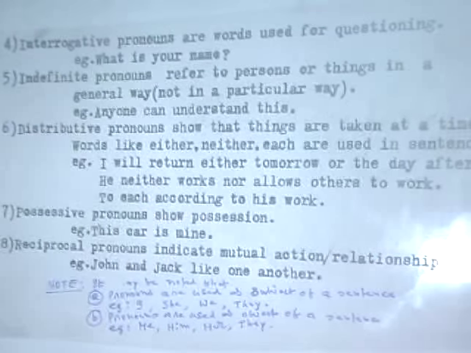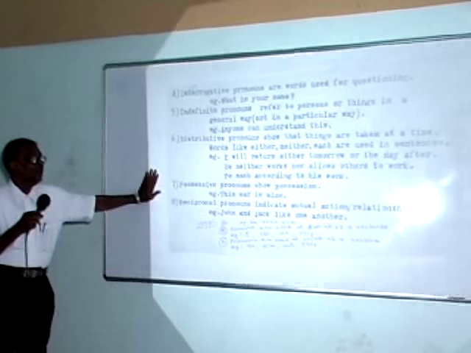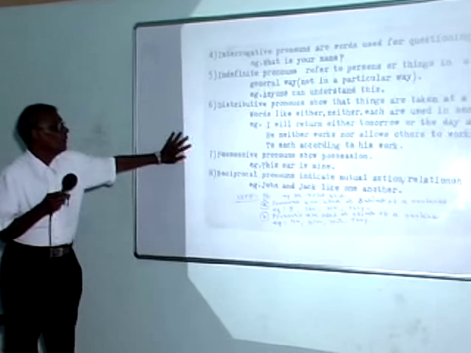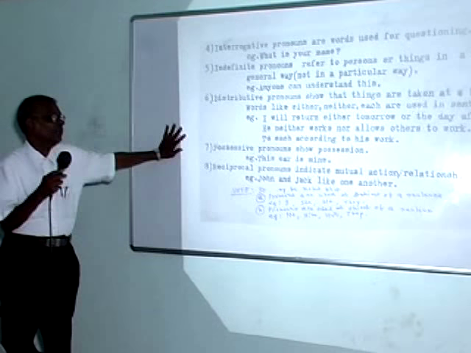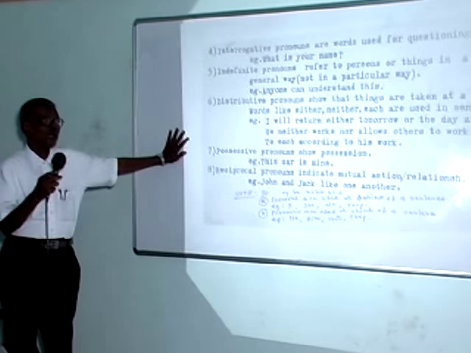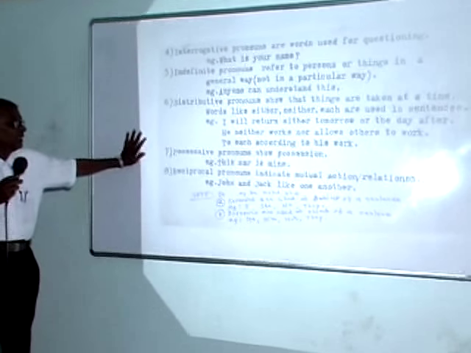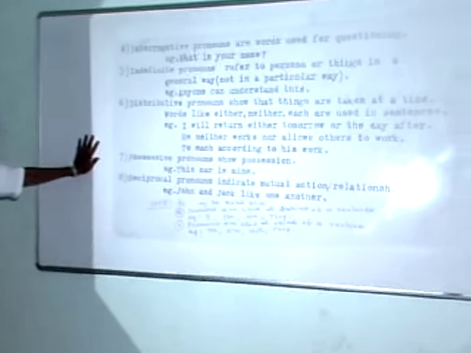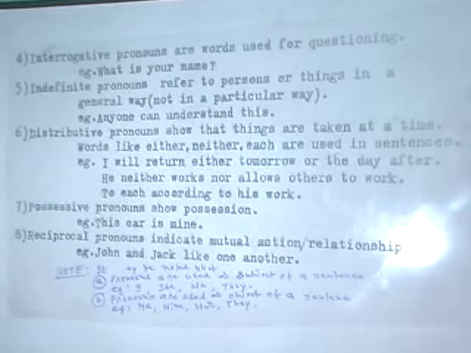Indefinite pronouns refer to persons or things in a general way, not in a particular way, as in anyone can understand this. Distributive pronouns show that things are taken one at a time. Words like either, neither, each are used in a sentence, as in I will return either tomorrow or the day after. Neither works nor allows others to work, to each according to his work.